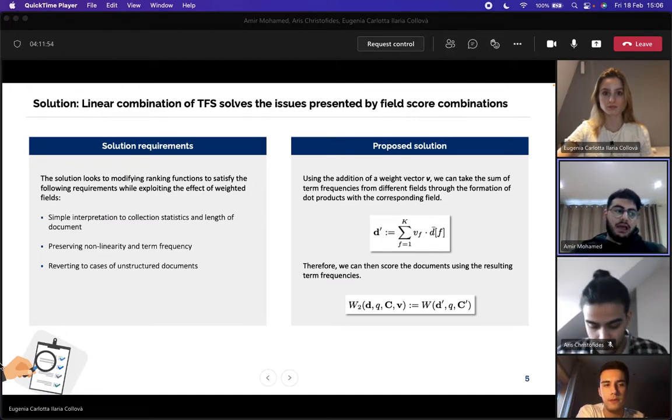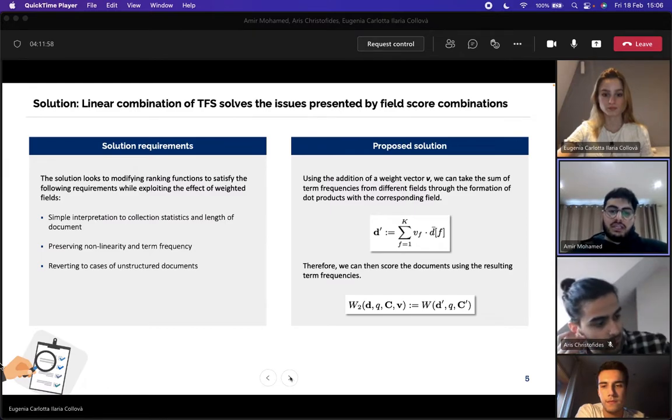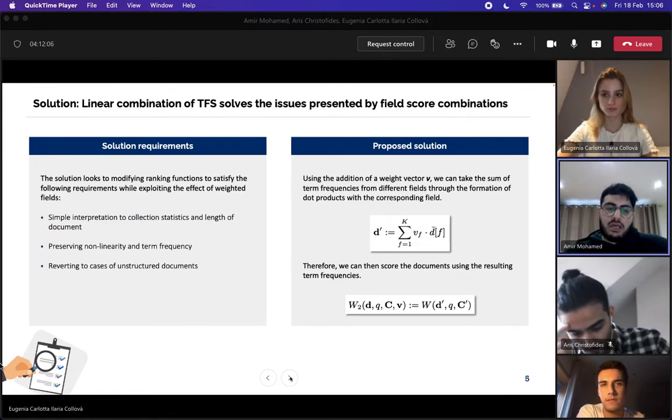As can be seen by the equations on the slides, the parameter d was adjusted by using this new weighted vector. And in summary, the current standard approach of weighting fields of a document using a linear combination of scores is problematic. Therefore, the paper looked to take a linear combination of term frequencies prior to the weighting, and this should overcome many issues.